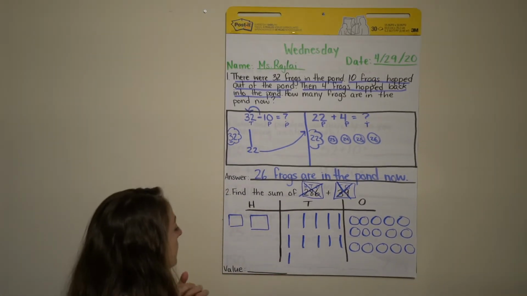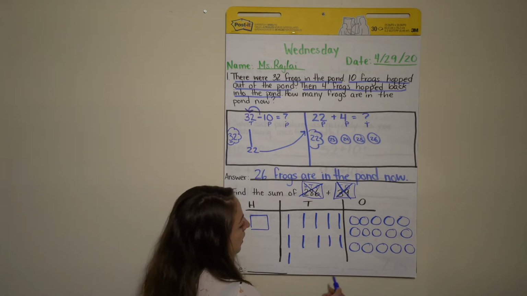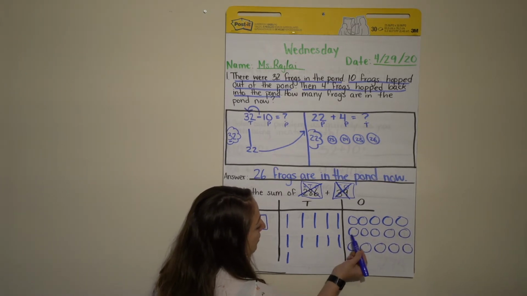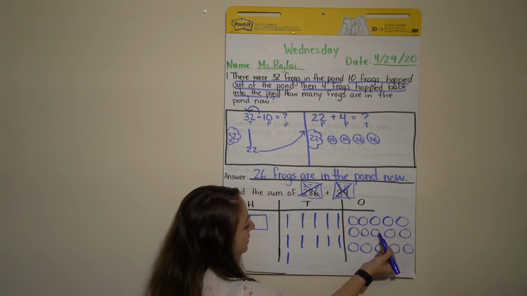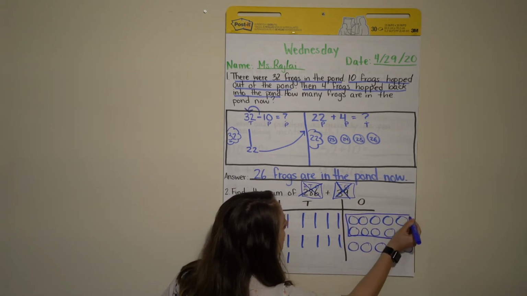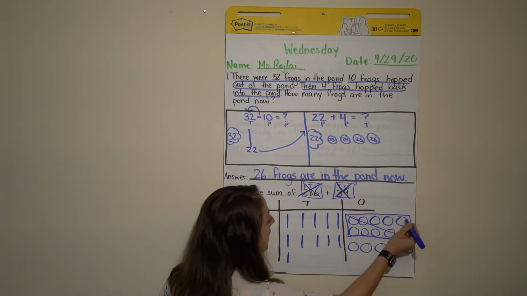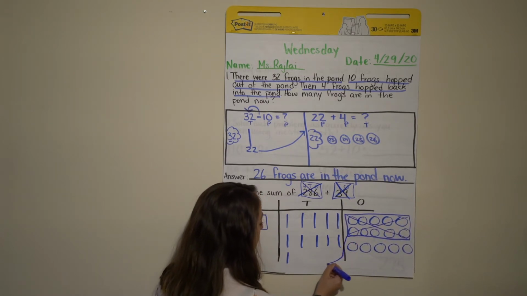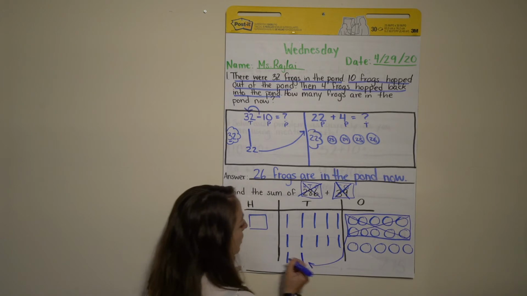All right, so I'm gonna do my ones first. I have 5 here, and I have 5 here. 5 plus 5 equals 10. So 10 ones. I'm gonna cross it out, and I'm gonna move it over here. I'm gonna draw it right there.